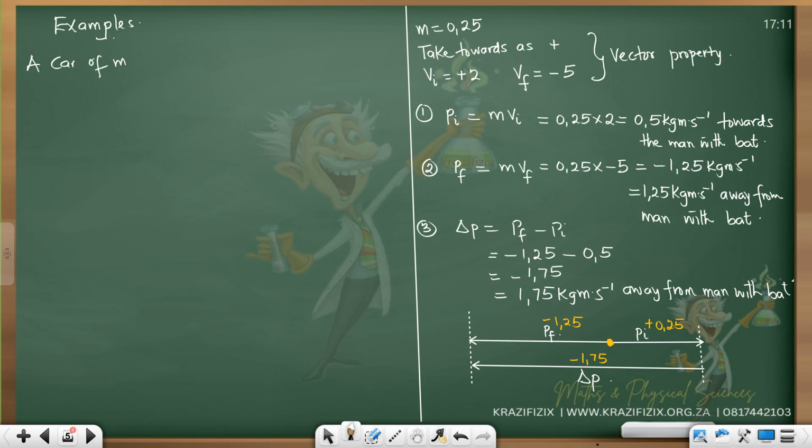A car of mass 1,500 kilogram drives east. All right. At a speed of 80 meters per second. Now I've done 2 things there. I have said east, which is direction, and I used the word speed, which gives me the magnitude. But combination of that gives me velocity. All right.